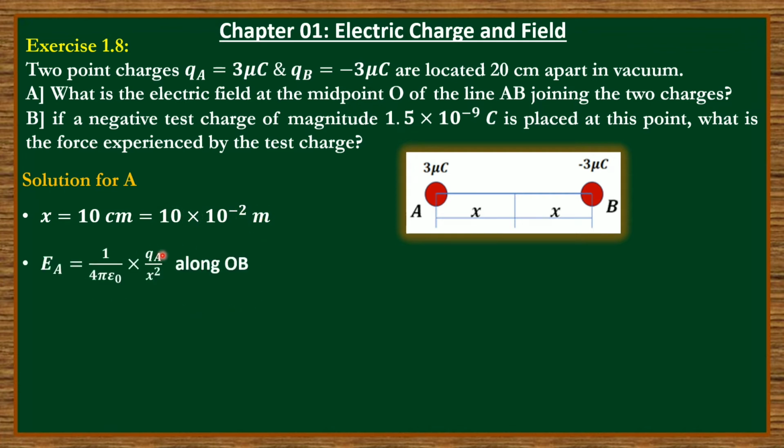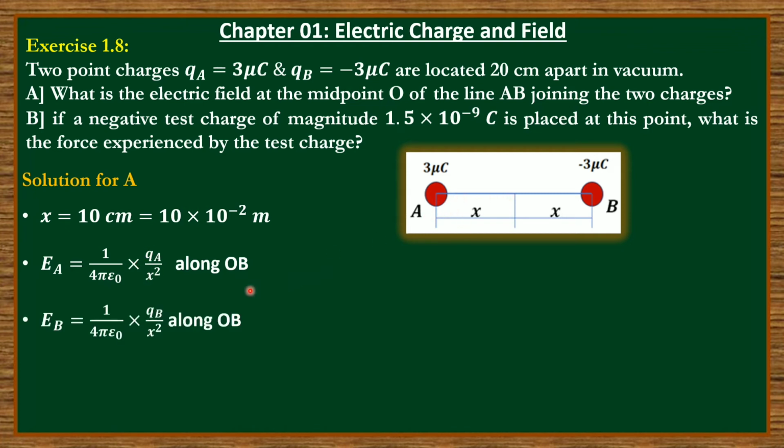Then see, the electric field due to this will be away from it, correct or not, in this direction. So at this point the direction will be towards B, along OB. This point is O, no? So along OB that field will be there, and the magnitude will be 1 upon 4 pi epsilon naught QA divided by x square, this distance square.